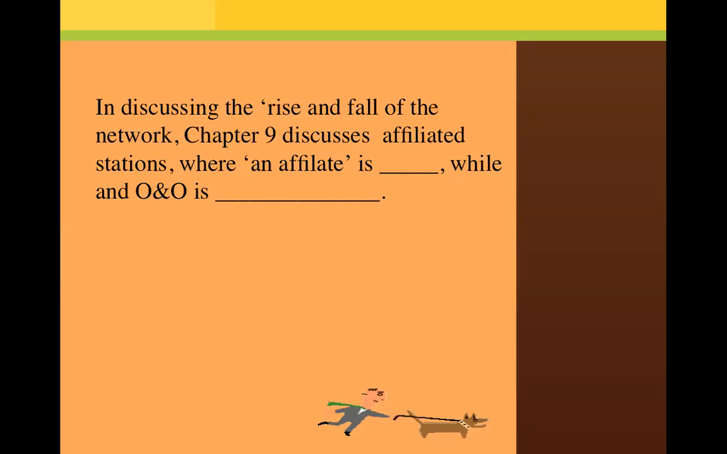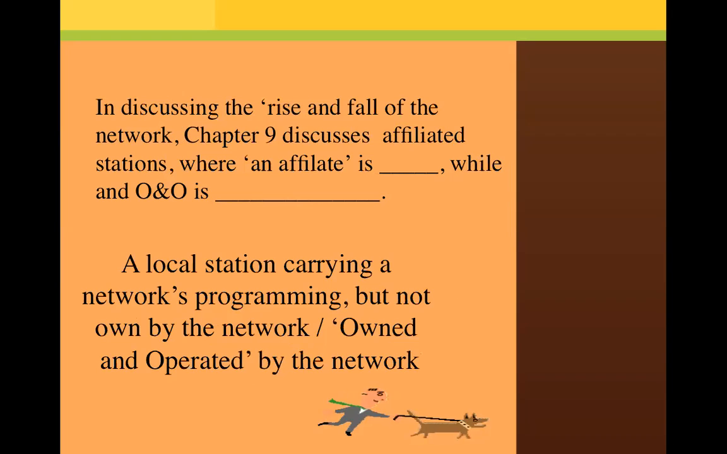In discussing the rise and fall of the network, Chapter 9 discusses affiliated stations, where what is an affiliate and then what is an O&O? Well, an affiliate is a local station carrying a network's programming, but not owned by the network. And then O&O refers to an owned and operated station by the network.